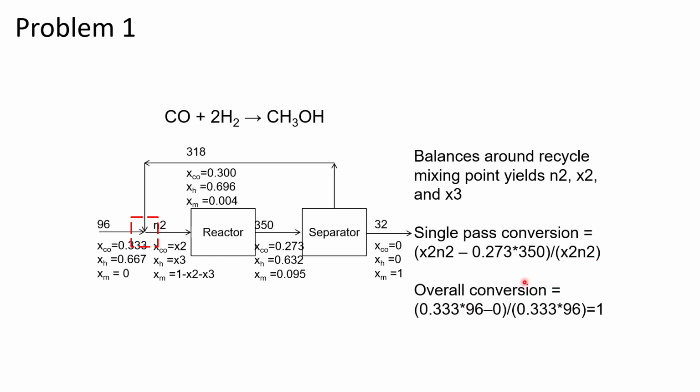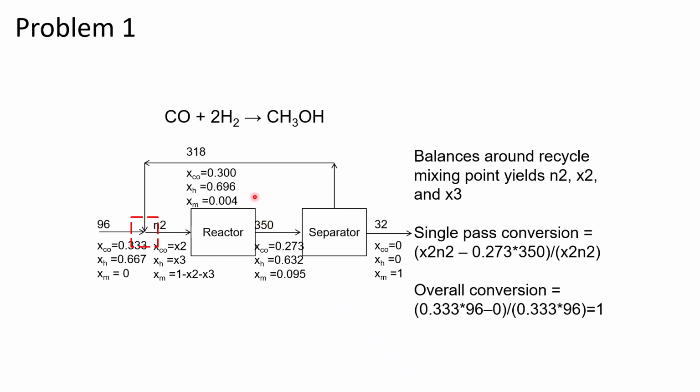The overall conversion is written in terms of the process, so for the overall control volume. The amount of CO that enters the overall control volume is in the fresh feed. The amount is 0.333 times 96, that's N in. What comes out in this product stream is nothing, 0. So we have N in minus out for the overall control volume, and we're going to divide that by the amount that comes in. We already know enough here to calculate the overall conversion. It's 1. All of the CO that enters eventually reacts because we don't pull any CO out. The product stream contains only methanol.